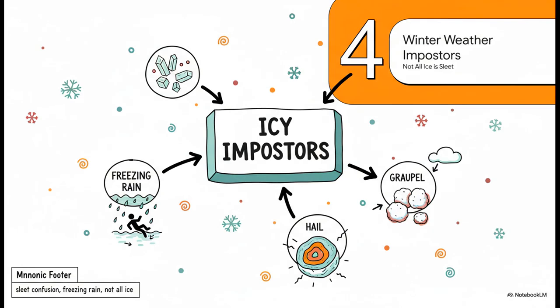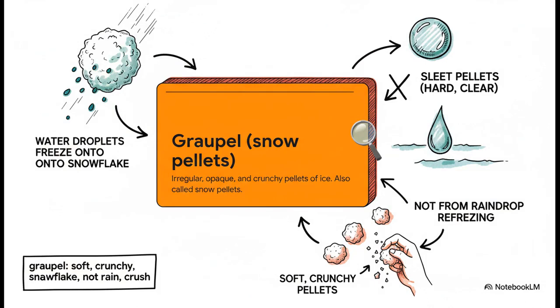Okay, to make sure you're all true winter weather experts, let's just quickly clear up some confusion. We've got to talk about a couple of other icy imposters that often get mistaken for sleet. So first up is something called graupel. You can think of these as soft, crunchy little snow pellets. They form in a totally different way. Water droplets freeze onto a falling snowflake. They don't start as a raindrop that refreezes. They're kind of opaque and they crush really easily, not like those hard, clear little ice pellets of sleet.